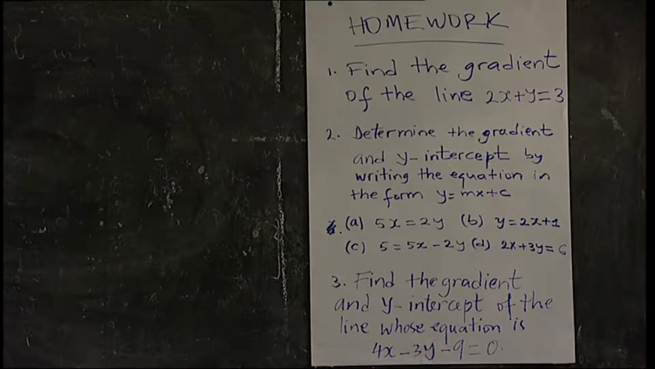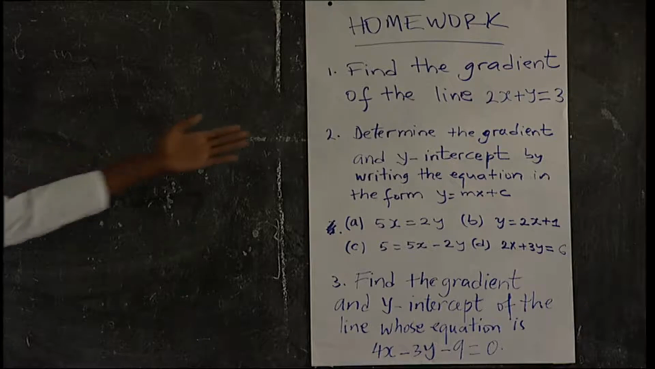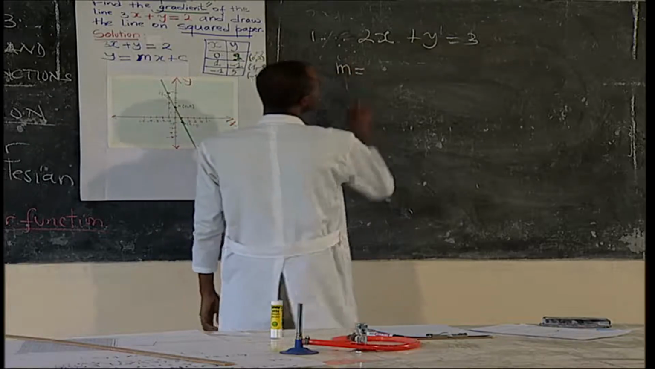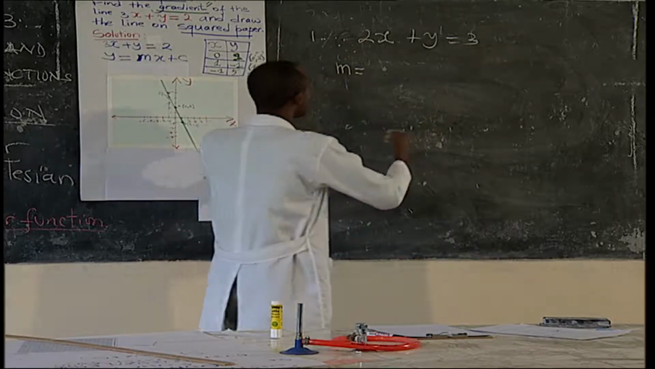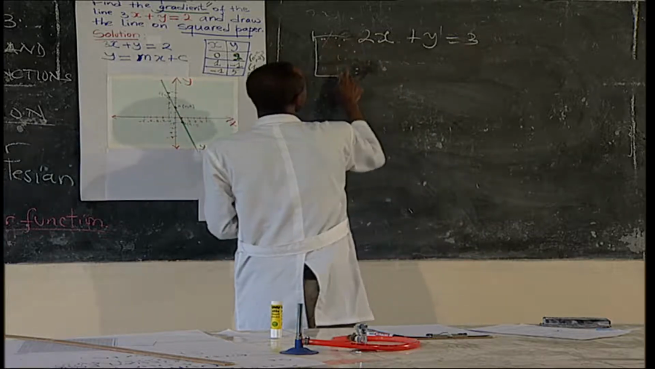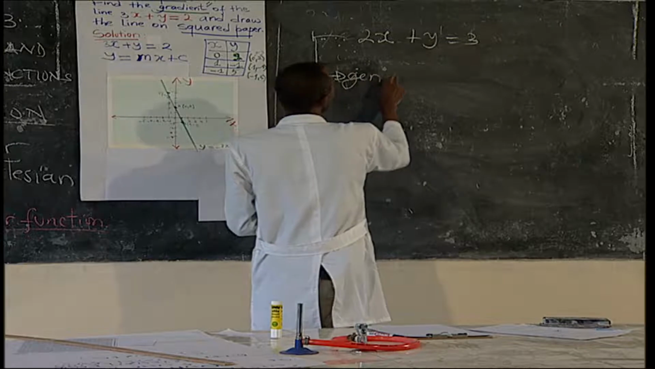Which one do you want? Number 1? Number 2, 3, or what? Let's do number 1. They said find the gradient of the line 2x plus y equals 3. They told us to find the gradient. Remember, when you are looking for the gradient, you need to first remember the general equation, the general form.